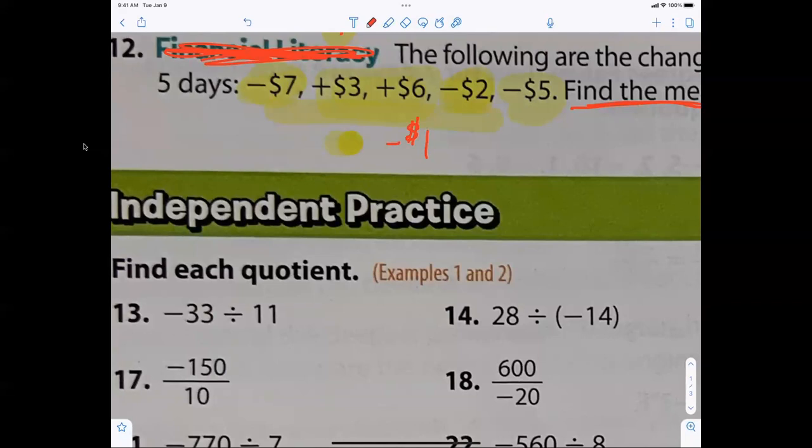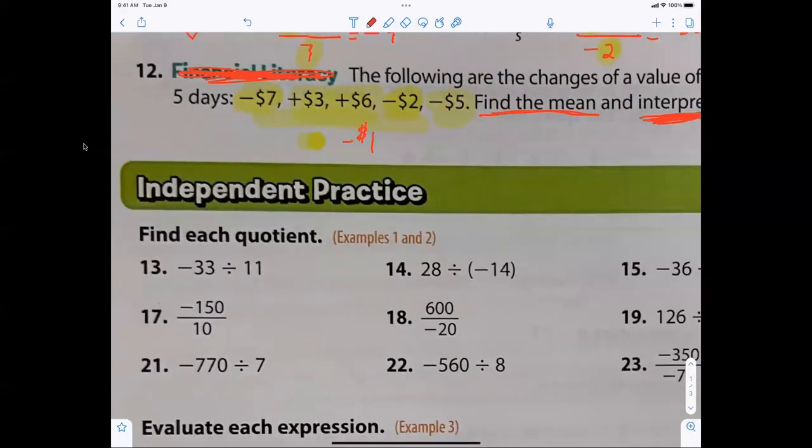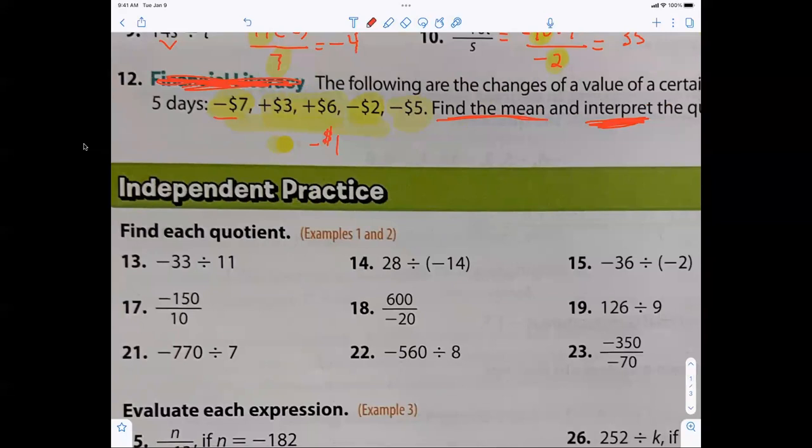All right, -$1. Now, the interpretation of that, can someone tell me kind of what does -$1 mean? Since you did so great, tell me. Yes, but no. In this word problem, notice that the price of your stock went down 7, then it went up 3, then it went up 6, then it went down 2, then it went down 5. What does the -1 have to do with any of those numbers? It was like what it was at. It's them all together. Close. What were you going to say?